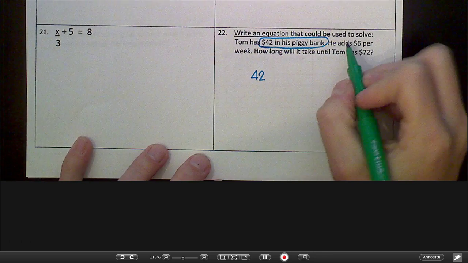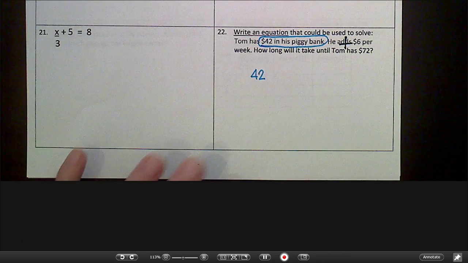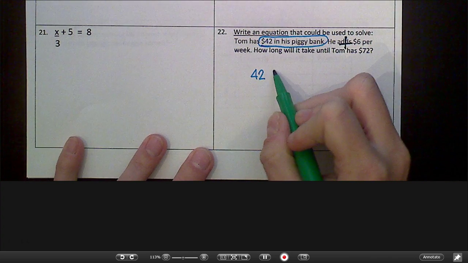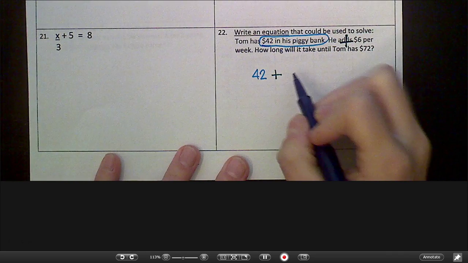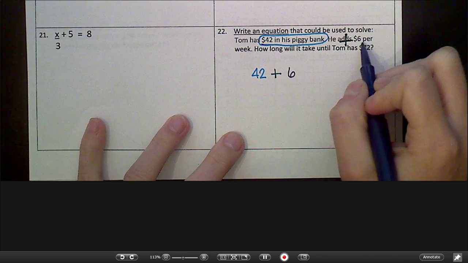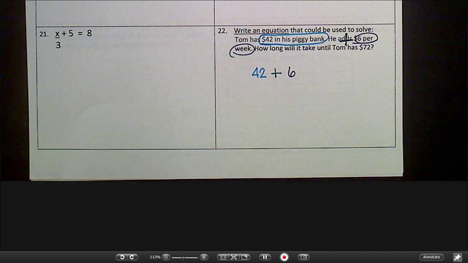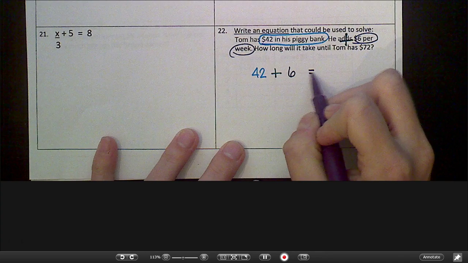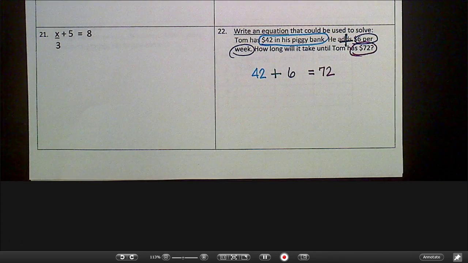It says he adds, well that already gave us exactly what that means. Adds means to literally add. It says he adds $6 per week. So $6 per week. And we want to know how long it's going to take to get $72.